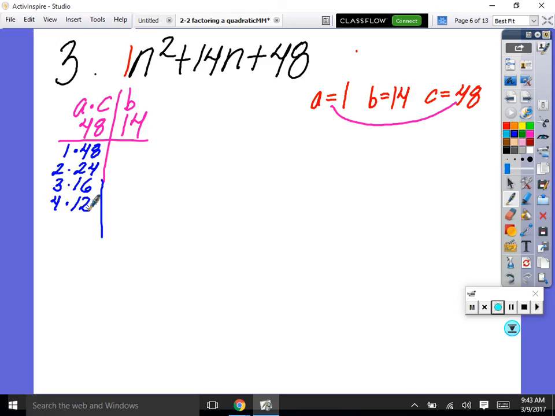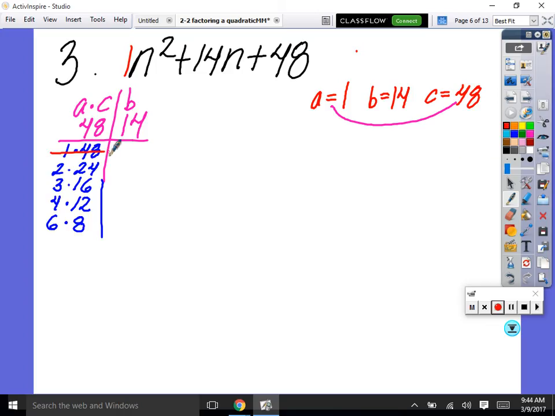48 divided by 5, 9.6, so we won't list it. 48 divided by 6 is 8. 48 divided by 7, decimal. 48 divided by 8 is 6. Now, haven't we already listed those? Yeah. So that's when we know we're done. So let's figure out which ones could add up to be positive 14.